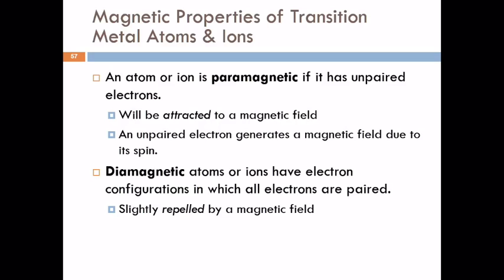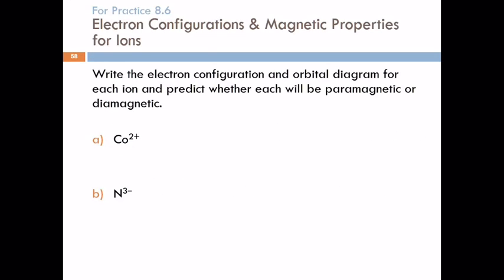What we call a diamagnetic atom, all of the electrons are paired, and those substances will not be attracted to magnetic fields. They will not interact with magnets. In fact, they're slightly repelled by magnetic fields. So let's look at the electron configurations for these two ions and predict whether they're paramagnetic or diamagnetic.